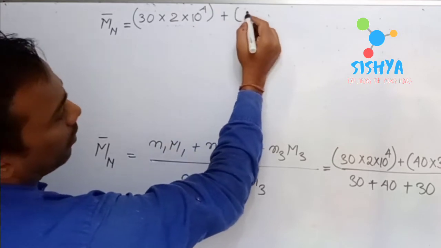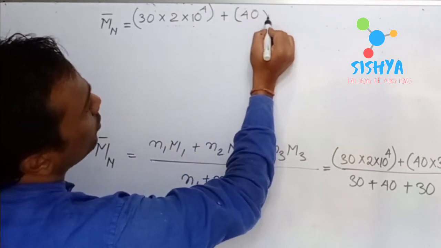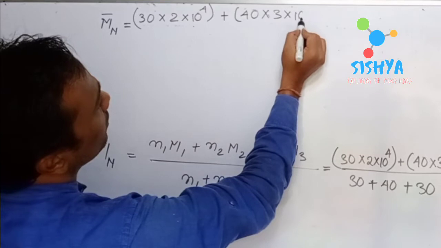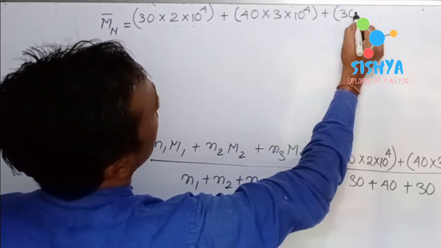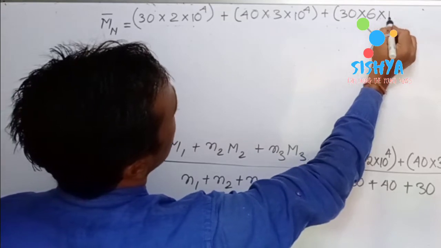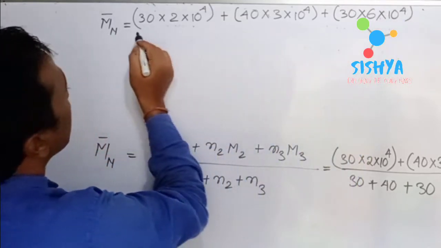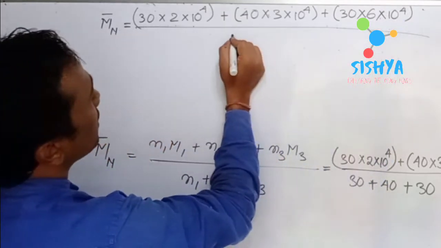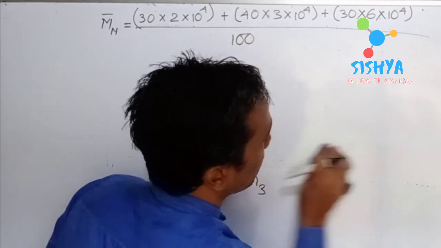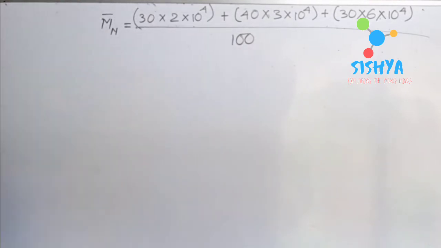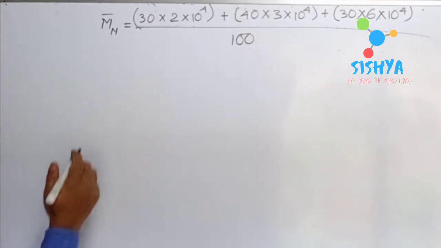plus 40 into 3 into 10 to the power 4, and for the third one 30 into 6 into 10 to the power 4, and since the total number of molecules is 100, I just placed 100. So from the expression I just placed the values of the respective given ones.